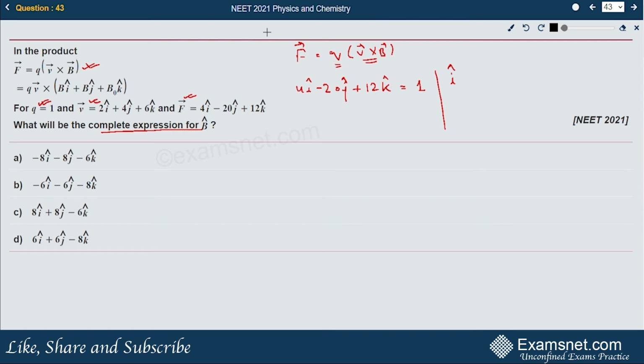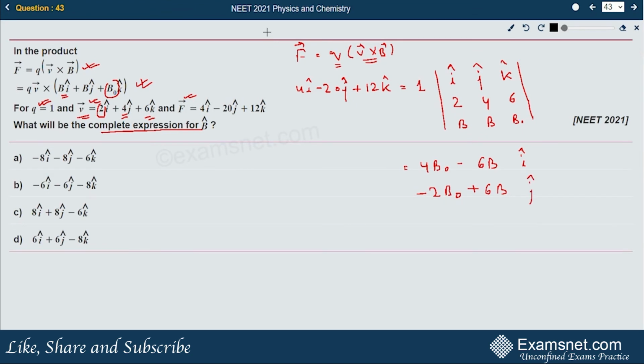Then we have to perform the cross multiplication of vector V cross vector B. So how do we do this? We write the i cap, j cap and k cap here. Then we put the values of i component, j component and k component of respective quantities. First we write the components of velocity, vector V. The i component is 2, the j component is 4 and the k component is 6. And for B, the i component is B, the j component is also B and the k component is B naught. So when we perform the cross multiplication, we get 4B naught minus 6B as the i component. And the j component is minus 2B naught plus 6B j cap. And the k component is 2B minus 4B k cap.